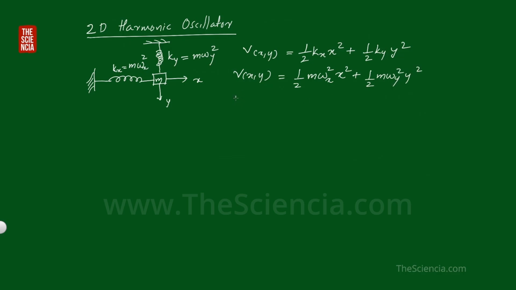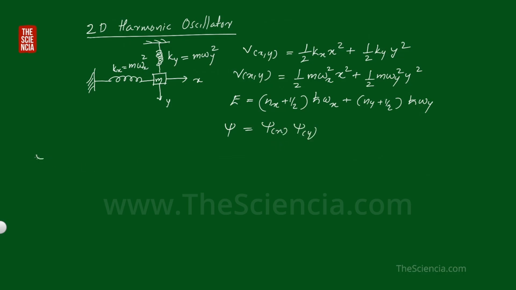And we can find out the energy. For the one-dimensional case, we know E is equal to nx plus half h cross omega x. Here there is one more term, therefore plus ny plus half h cross omega y. And the wave function psi is equal to psi of x into psi of y.